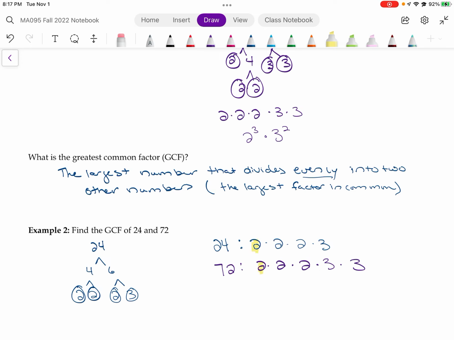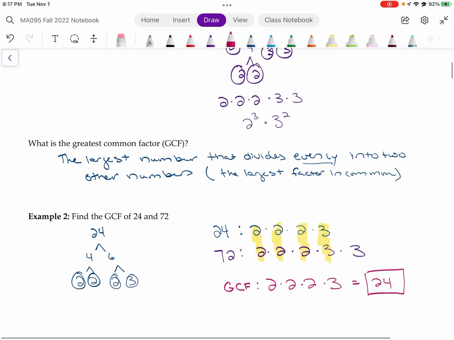All right, so you're going to say, these two match up, these two match up, these two, and these two are the ones that you have in common. So now you're going to say that the GCF is the 2 times the 2 times the 2 times the 3, which is 2 times 2 times 2 is 8 times 3 is 24. So the greatest common factor of 24 and 72 is 24. And 24 does go into 72, if you have figured that out already.